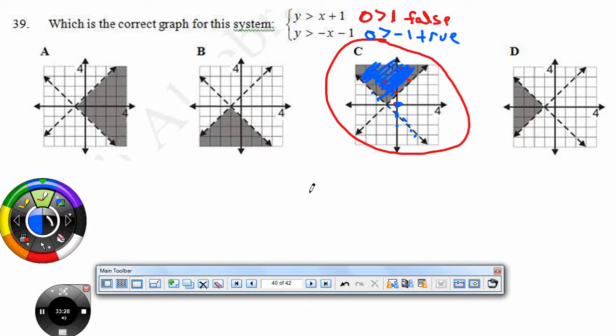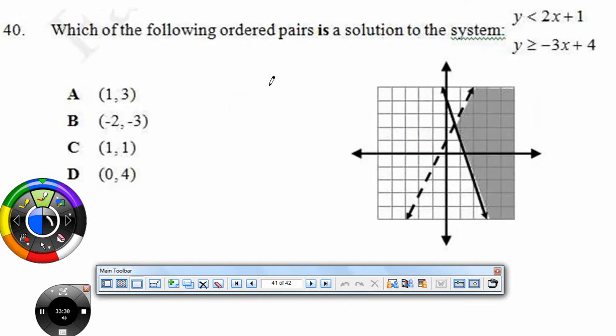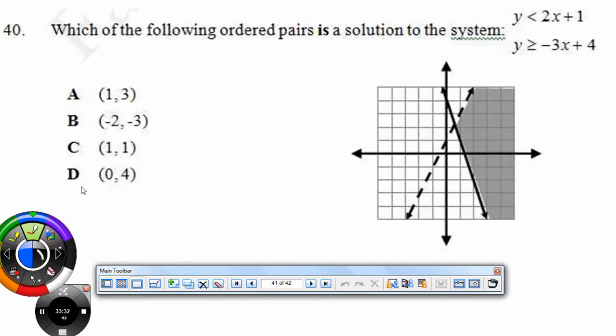40. Okay, we're looking for just an ordered pair that's somewhere in this shaded region. So the one that is in the shaded region is 1, 1. It's actually just right there, but it's on a solid line, so it's good, it counts. If there was ever an ordered pair that was on a dotted line, then it would not count as part of the solution. You can also take the 1 and 1 and put it into each of these, and it should satisfy both of the inequalities. Okay, bonus question.